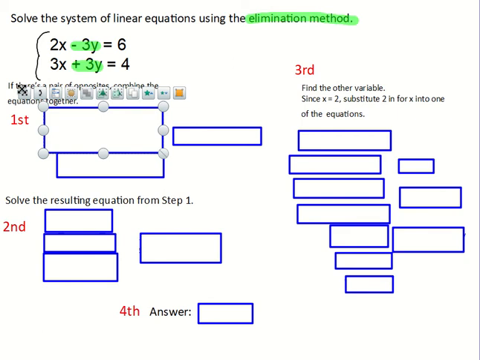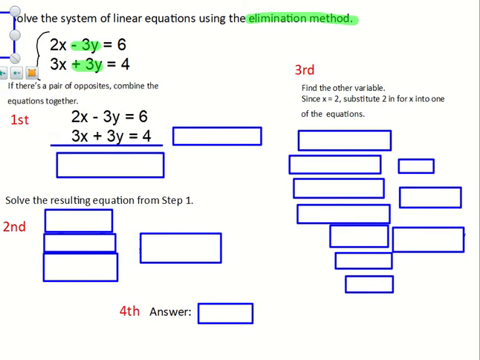Things to notice. Notice how the x's are lined up with the x's. So you have 2x and 3x lined up with each other right here. The y's are lined up, the equal signs are lined up, and then the constants are lined up. So when I combine together, it's like you're adding the two equations together, the x terms with the x terms, the y's with the y's, and the constants with the constants.